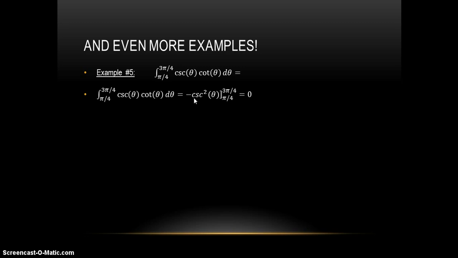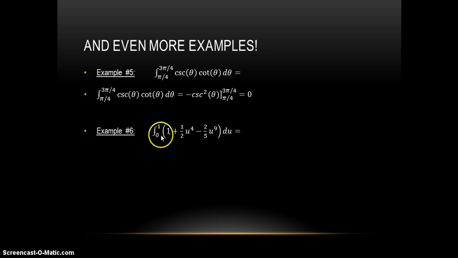So let's think about this. At 3 pi over 4, sine is equal to root 2 over 2. So that would mean that cosecant would be root 2, and the negative cosecant would be negative root 2. We're going to square that, so we get negative 2. And then we're going to get the same at pi over 4. So those cancel out to be equal to 0.